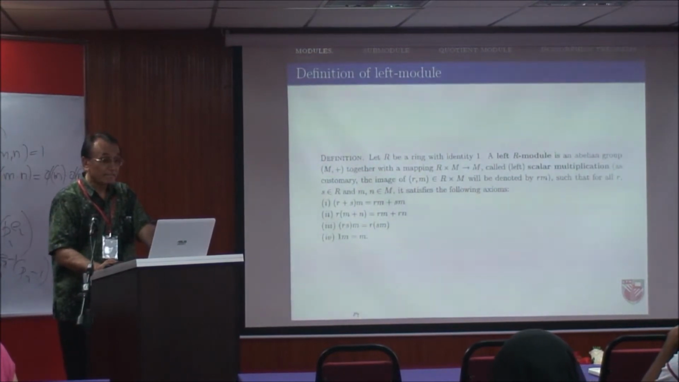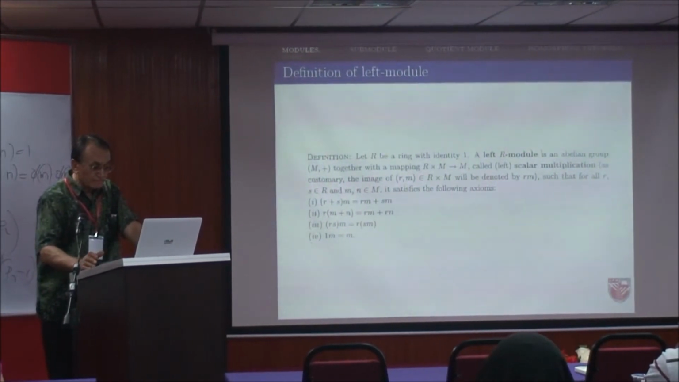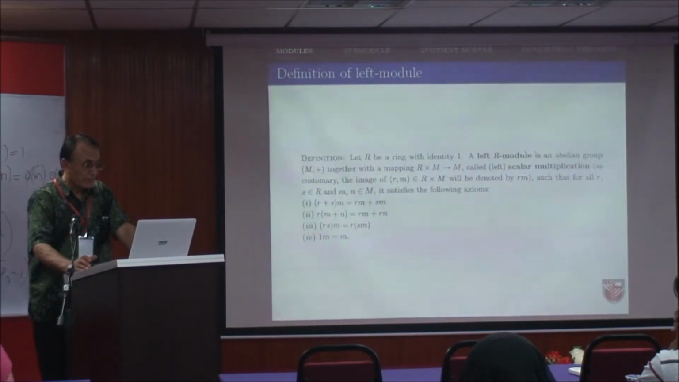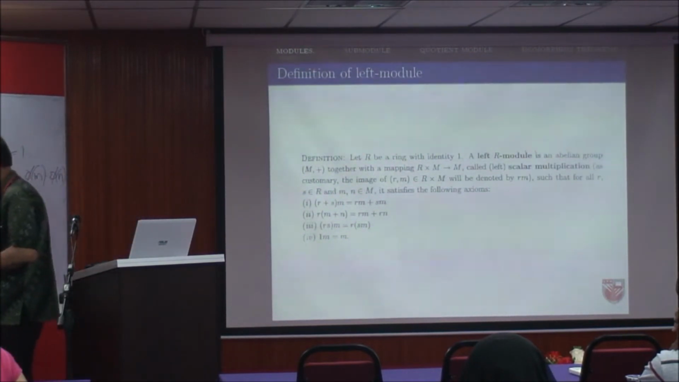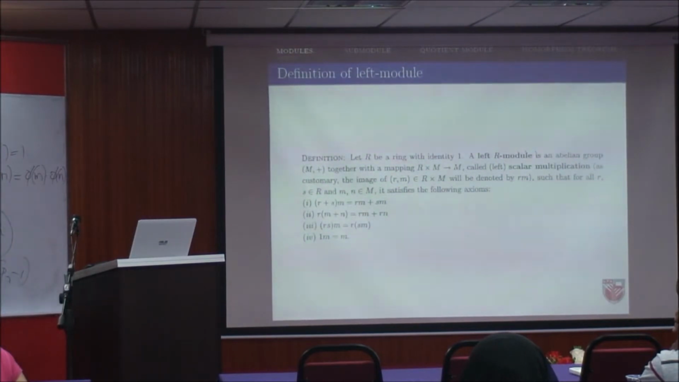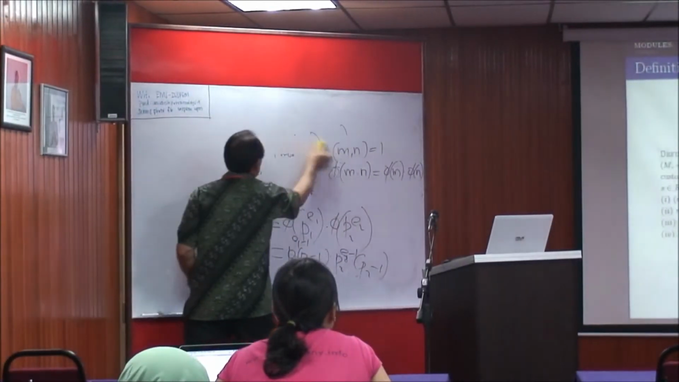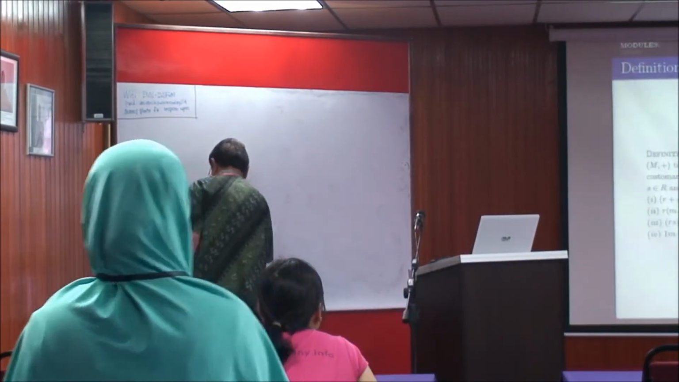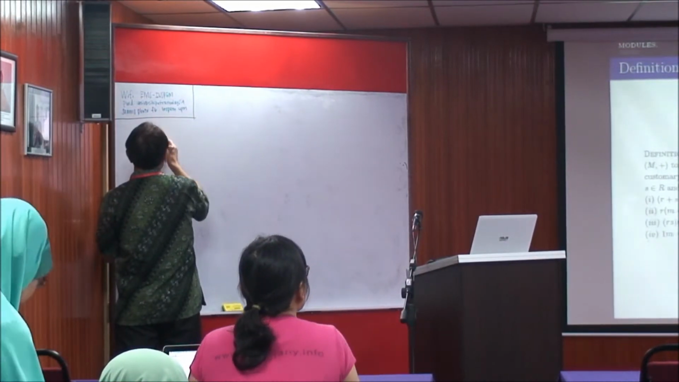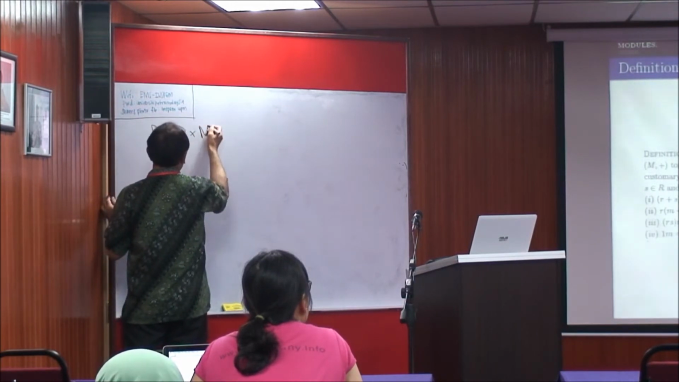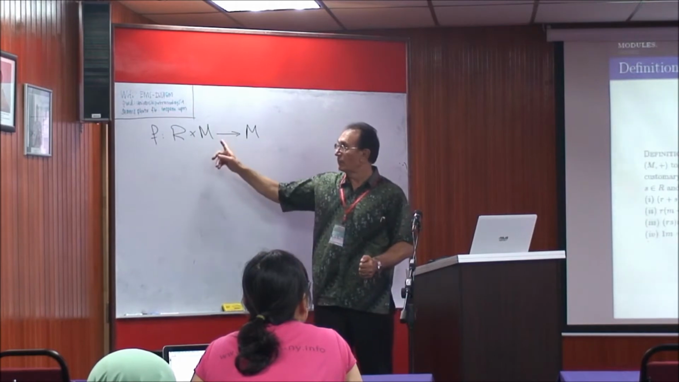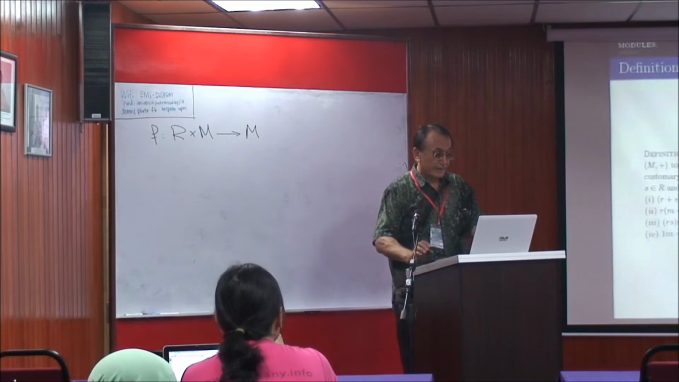Okay, so this is the definition of a left module. Let R be a ring with identity. A left R-module is first an abelian group M, whose addition is an abelian group, together with a given function f from R × M into M. It is an additional structure I want to define for M. It is called scalar multiplication.